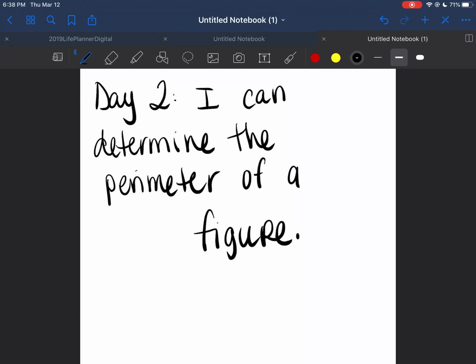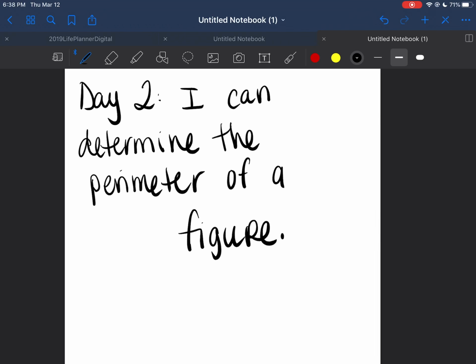Today we're going to be focusing on perimeter. A couple of weeks ago we talked about perimeter and area, but today's lesson is only focusing on perimeter. Before we get started, I want to read our I can statement to us. Our I can is: I can determine the perimeter of a figure.